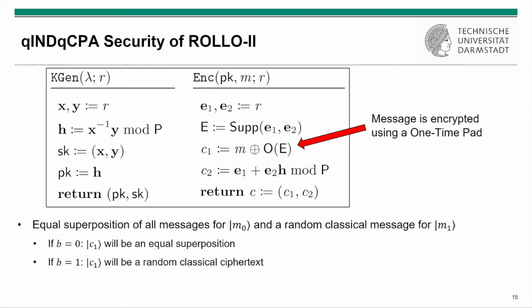On the other hand, if the bit B is equal to 1, then this one randomly chosen classical message will be encrypted, so we just get a random classical ciphertext. And these two cases can be distinguished almost perfectly by measuring in the Hadamard basis. So essentially, the adversary can always detect this equal superposition in case the bit is 0, while it only has a negligible chance of misjudging the case B equal 1 to be the case of the equal superposition.